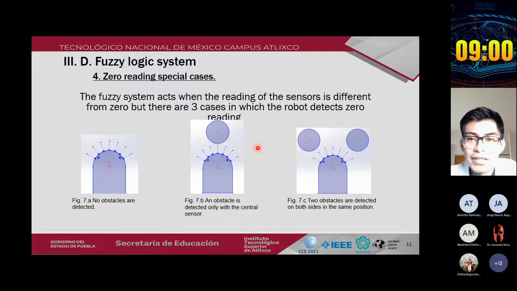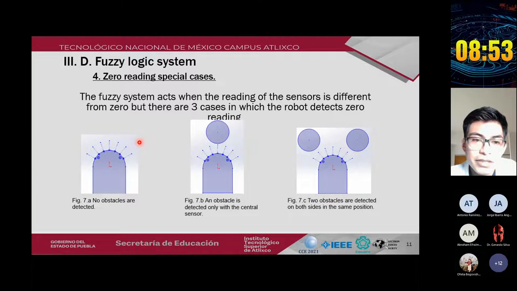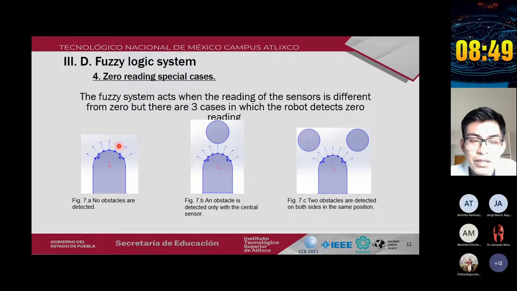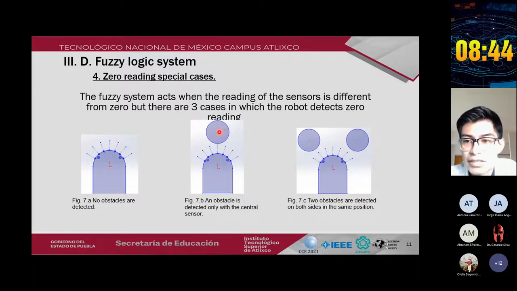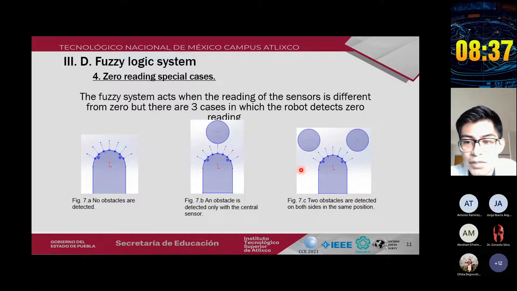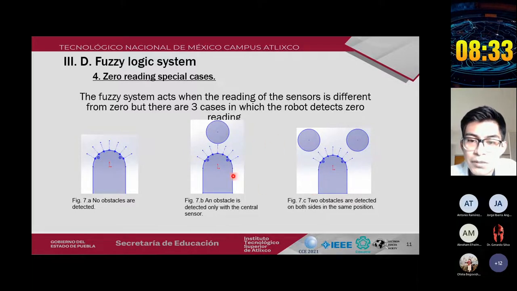The FOSI system acts when the sensor reading is different from zero, but there are three cases in which the robot detects a zero reading. In case one, the sensor does not detect an obstacle, so the robot moves forward. In case two, one sensor detects an obstacle, and in case three, more than one sensor detects an obstacle. For both cases, a flag was implemented to remember the last position in which the obstacle was detected and to rotate in this direction to avoid the zero reading.